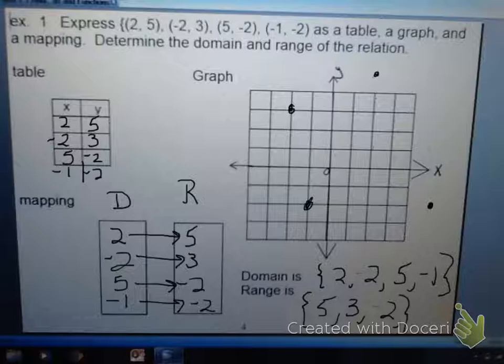Which, right here, I shouldn't have done that. Sorry, I'm having trouble erasing it.